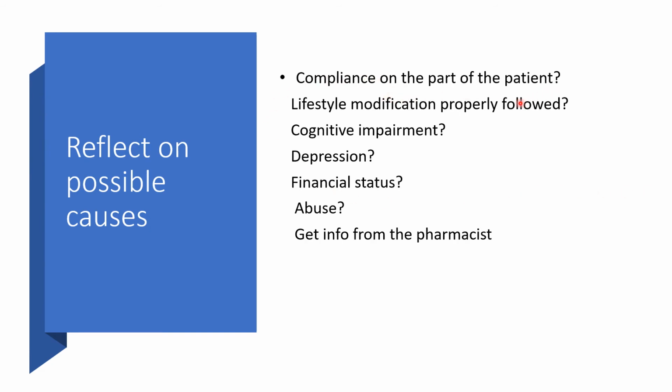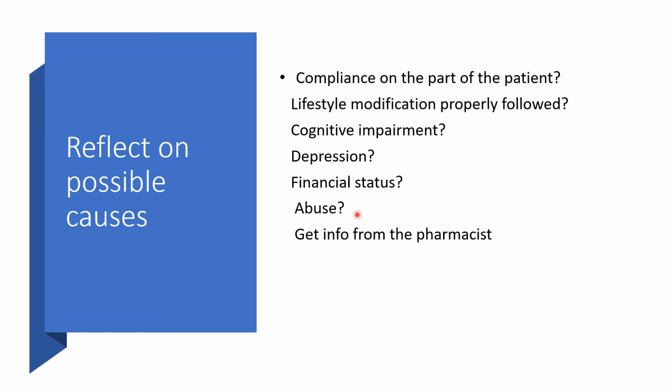Compliance on the part of the patient. Now, was lifestyle modification probably followed? They may not, but you want to find out any cognitive impairment that is not helping them to take the medication, the right dosage, the right timing. Is there depression in this person? Because depressed people won't do the right thing at times. Not because they're mad at you, but a sense of guilt, a sense of worthlessness, thinking about ending it all and so on might set in, and then they won't follow the instructions. It's not their fault. Then financial status, no money to even buy the medication.